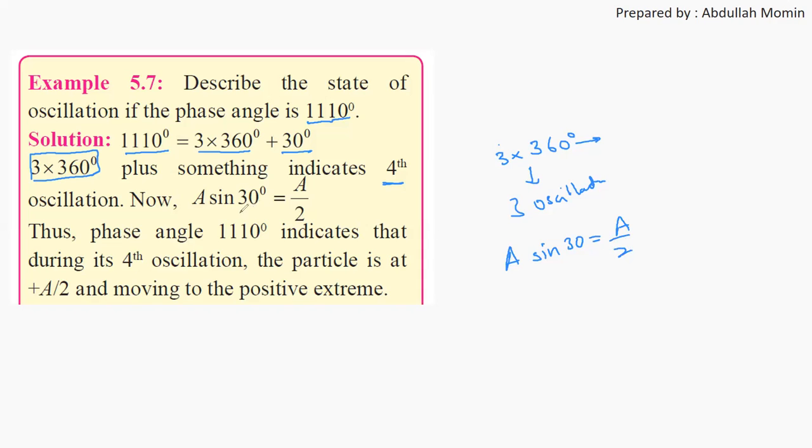So the phase angle indicates that during its fourth oscillation, the particle is at plus A by 2 and moving to the positive extreme position. So 3 oscillations are done and it is moving towards the positive extreme position, that is your positive extreme position, that is your negative, and the particle is here.